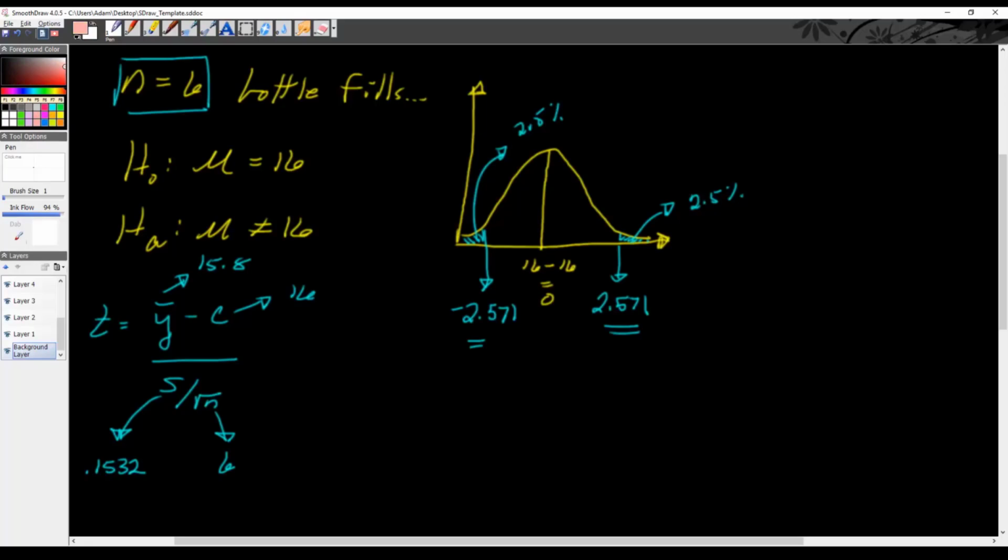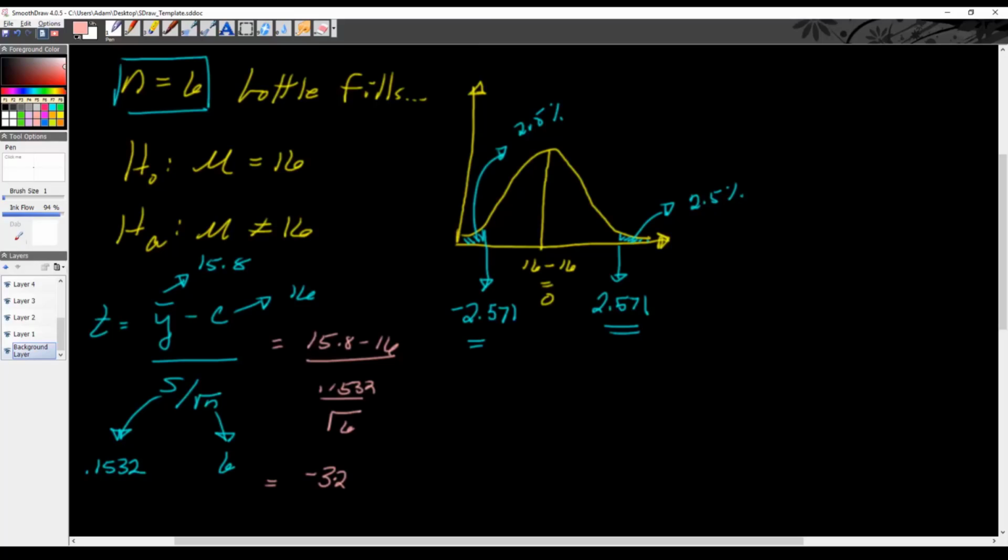So the t is 15.8. Again, basically what we're doing is subtracting out the temporarily assumed hypothesized mean and dividing by the standard error. So we're going to see how many standard errors our sample statistic is from this temporarily assumed value. In other words, we're just going to solve for a standardized measure of this particular sample of bottle fills. So 15.8 minus 16, divided by 0.1532 divided by the root of 6. If you solve for this, you will get negative 3.2.